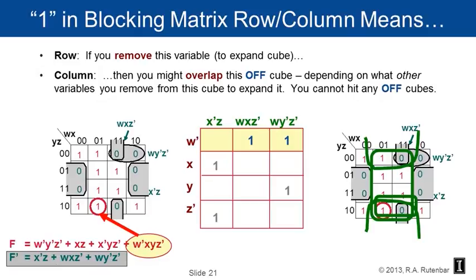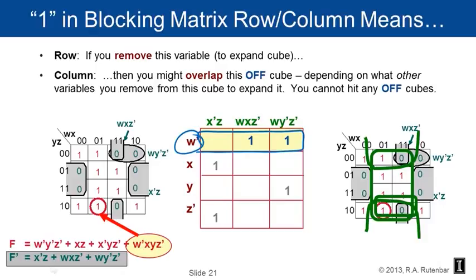What does a 1 in the blocking matrix row and column really mean? So let's just focus on the first row, and I've just got that highlighted here with some 1s. What it really means is that if you remove this variable, which is the variable associated with the row, which is W bar, then you might end up overlapping any of the off cubes where you have a 1, depending on what other variables you remove when you expand this cube. And it's sort of a reminder that says, please be careful, these are all the cubes you could hit. Why could you hit those cubes? Because you're a W bar.